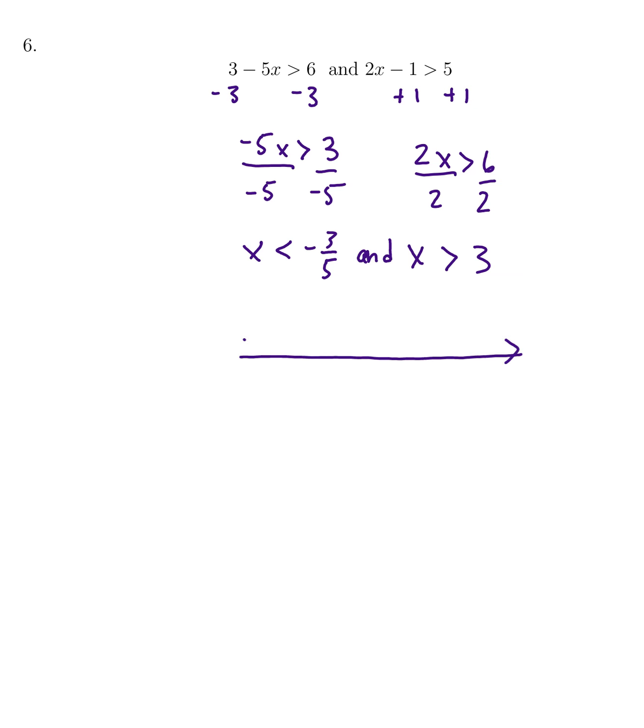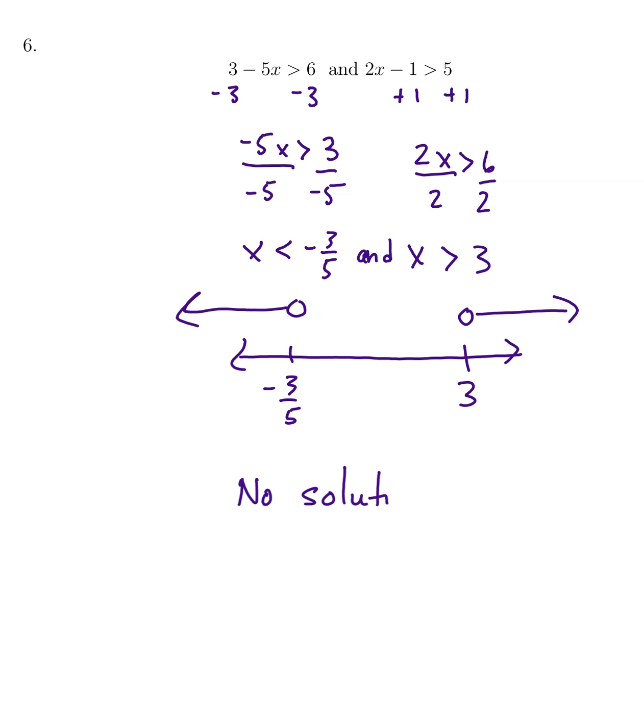Solutions in an AND inequality must satisfy both. When we look at this on a number line, numbers less than -3/5 and numbers greater than 3 do not have any overlap. There are no numbers that are both less than -3/5 and greater than 3. This means that this compound inequality has no solution. You can either write no solution or you can write the symbol for the empty set, which means the solution is the set of no elements. No numbers will satisfy both of these inequalities.